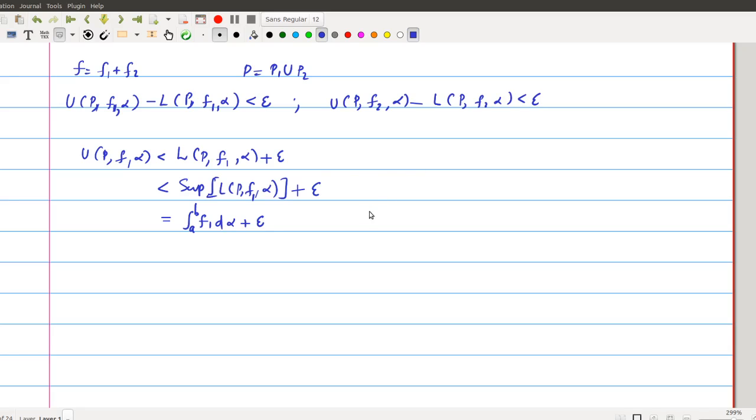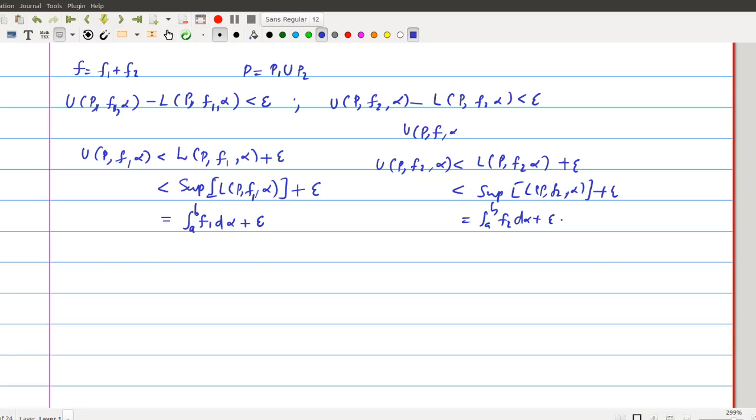Similarly, U(P, f2, alpha) is less than L(P, f2, alpha) plus epsilon, that is the same as the supremum of L(P, f2, alpha) plus epsilon. Then we can get the integral from a to b of f2 d alpha plus epsilon. Now we already proved that U(P, f, alpha), where f is f1 plus f2, minus L(P, f, alpha) is less than 2 epsilon. Already proved. Because of this, we proved earlier that f1 plus f2 is integrable.